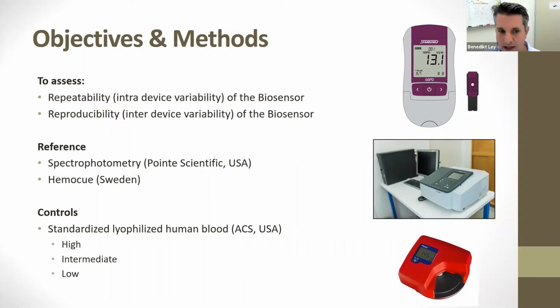In order to eliminate variation from different blood samples, we used lyophilized control samples that were derived from human blood from the ACS in the USA. We used a total of 3 types of controls, which we called high, intermediate, and low controls. All of these controls were reconstituted following the manufacturer recommendation, stored at 4 degrees Celsius when not in use, and used within 48 hours. Can I have the next slide, please?